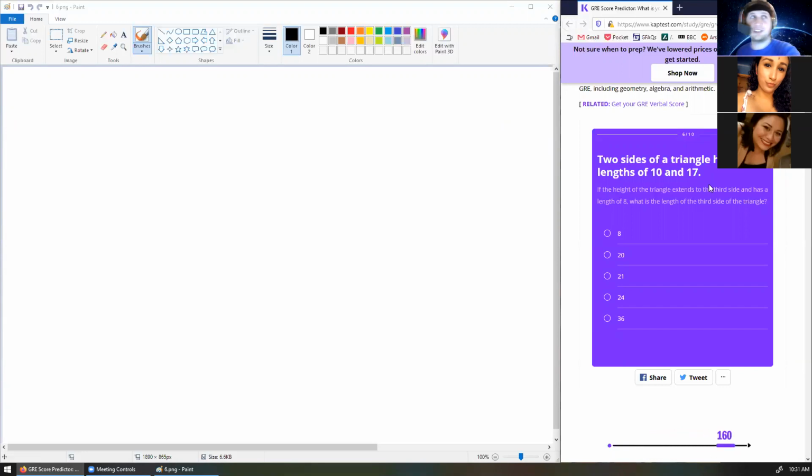Number 6. Okay. So 2 sides of a triangle have lengths of 10 and 17. If the length of the triangle extends to... sorry, your little arrow is there, so I can't see what it says. You need to move your mouse arrow. Oh, sorry. Thank you. Okay, let me check it. So if the length of the triangle extends to the third side and has a length of 8, what is the length of the third side of the triangle? Okay, let me put on my glasses too.